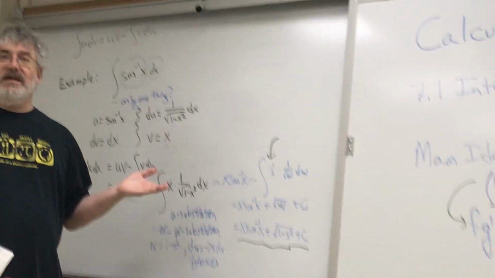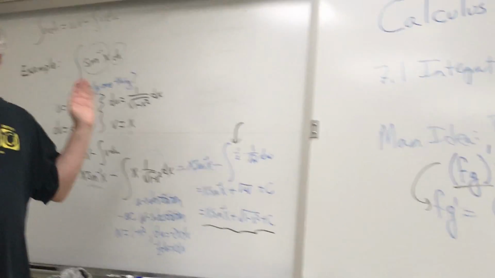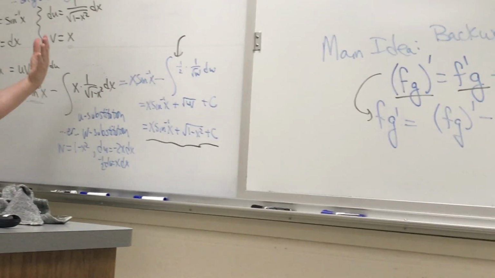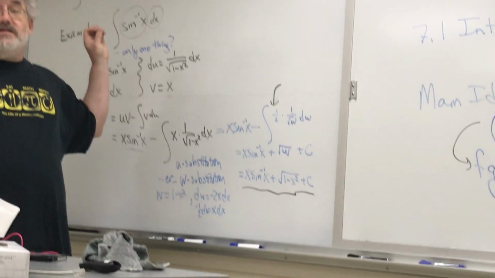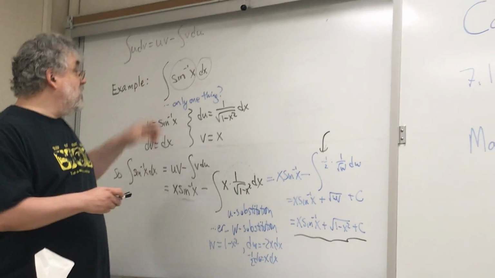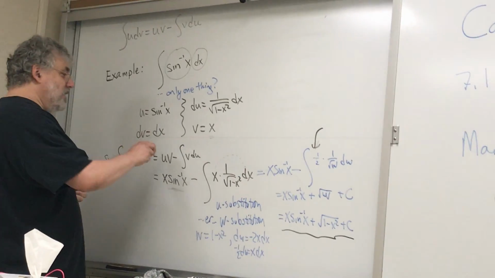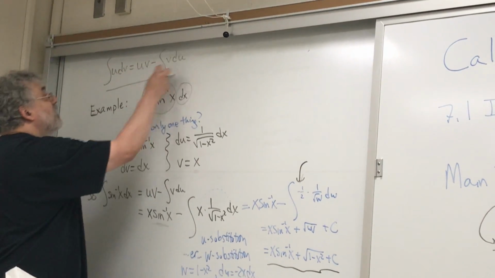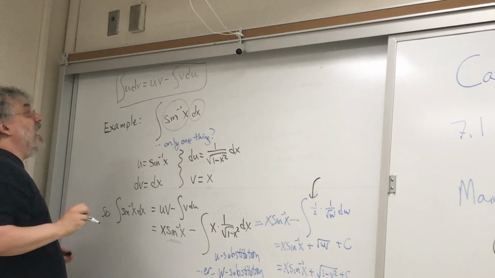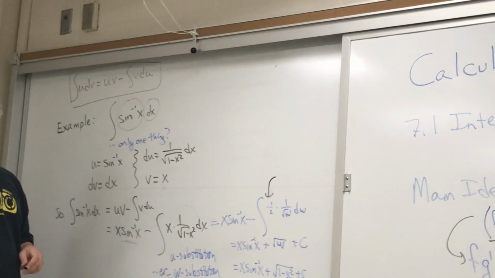Now I did that really fast. I don't expect you to go quite that fast. But the truth is, once you get used to it, it's a very simple technique to use. You just got to remember the formula. Where's the formula again? Oh, right here. And you got to choose what u and v are.